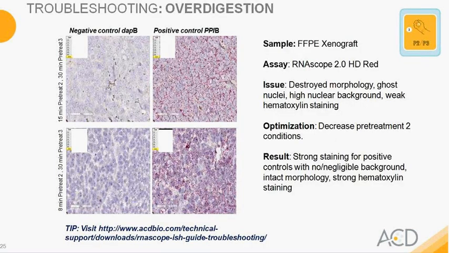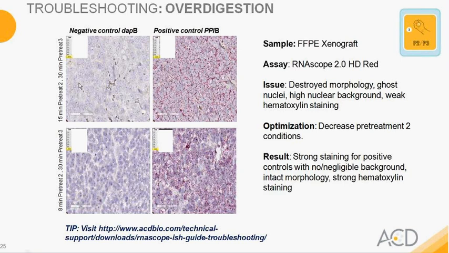So here I'm going to discuss some of the troubleshooting issues that we have observed. And we just want to walk you through some of the common issues you'll be experiencing if you have a failed assay. This is an example of a xenograft that's paraffin, the formalin-fixed paraffin embedded. And the first step that was performed with this xenograft was to perform standard conditions. The standard conditions produced a result where the negative control had high background, as you can see here, and the morphology was destroyed, suggesting that this is an overdigested sample.